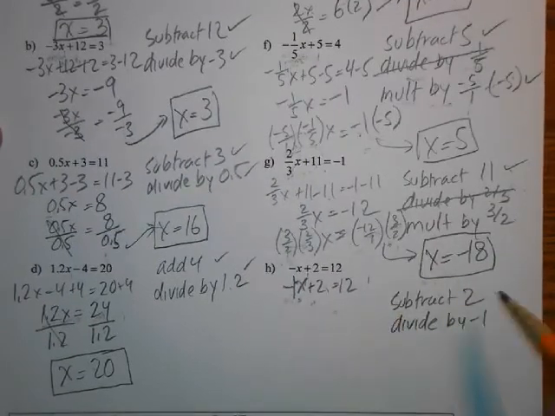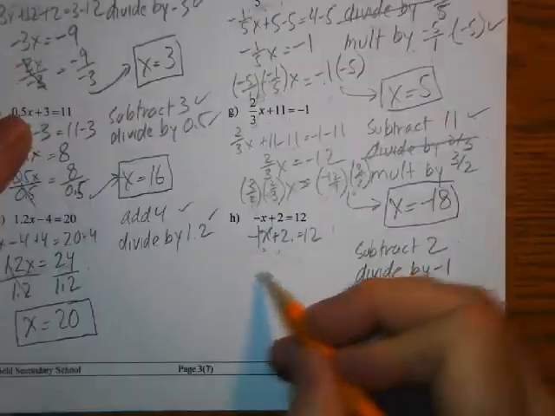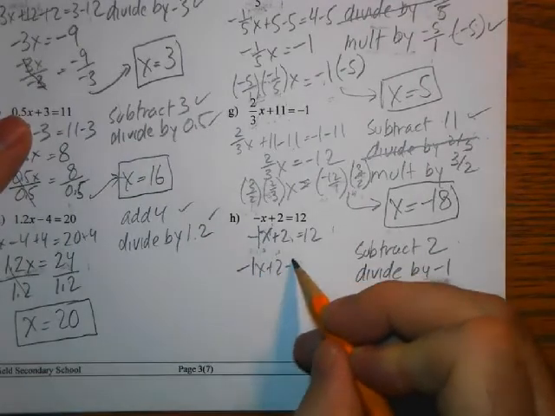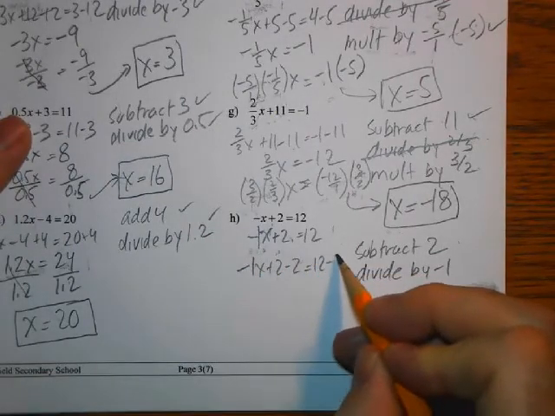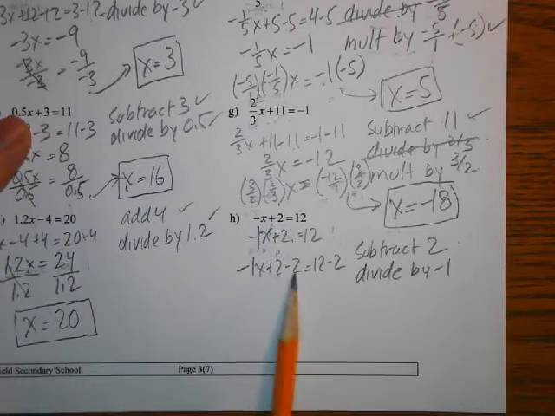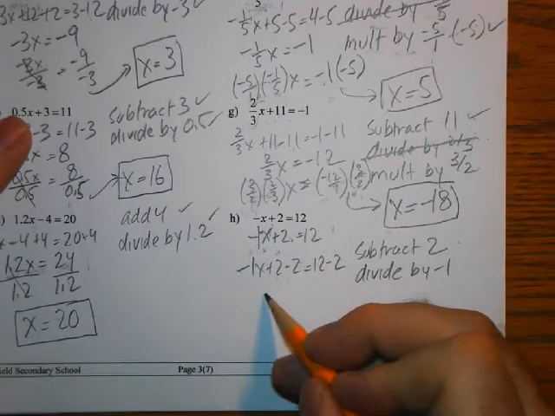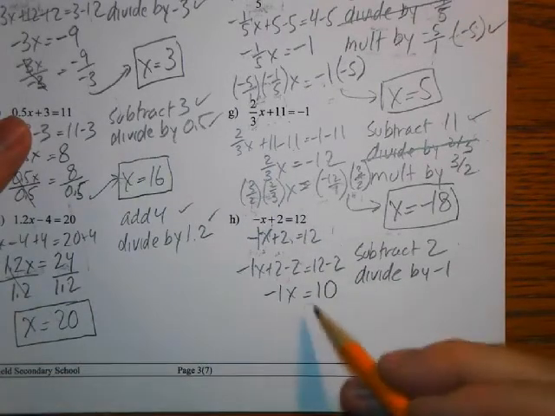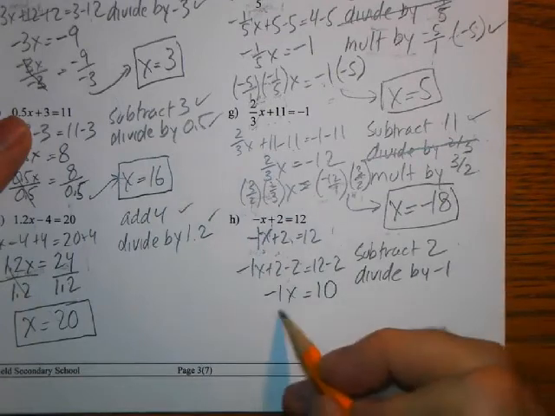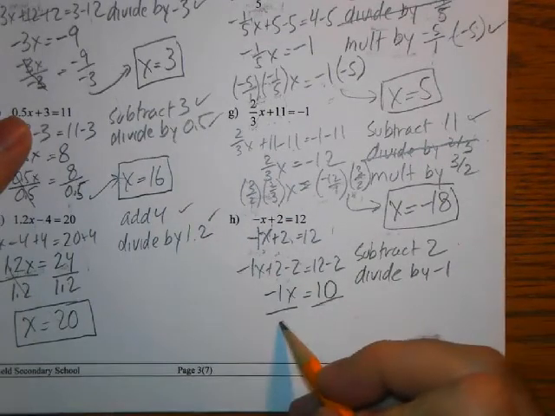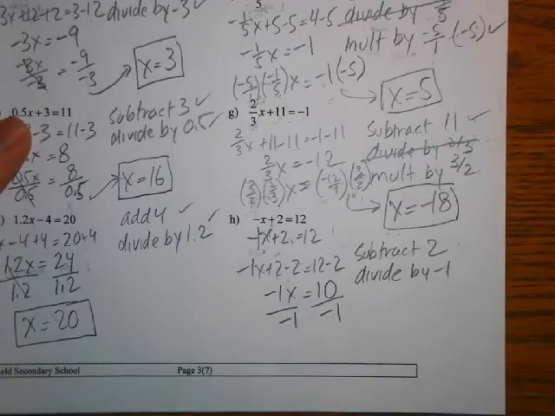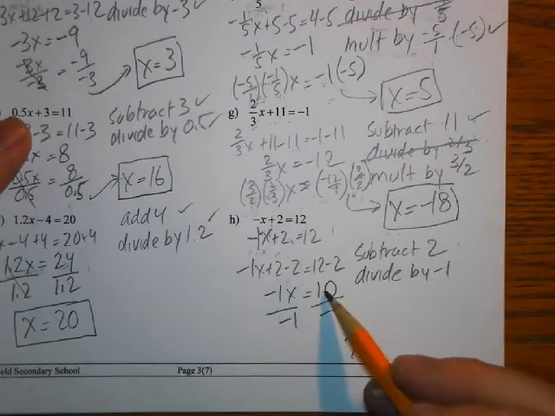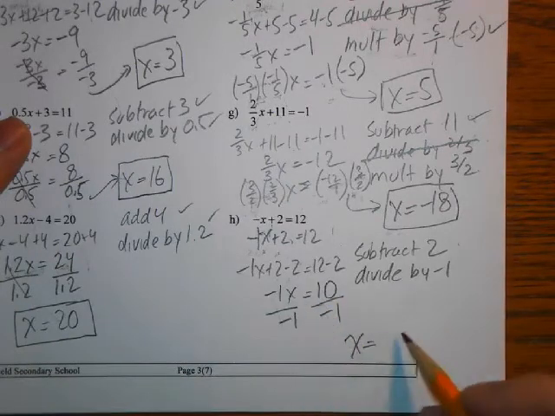So let's subtract 2. That'd be negative 1x plus 2 minus 2 equals 12 minus 2. The plus 2 minus 2 cancel, so I just have negative 1x. 12 minus 2 is 10. And now what we do is divide by negative 1. I'll do that from my previous answer, and you can see the negative 1's cancel. I've got 10 divided by negative 1, which is going to be negative 10.